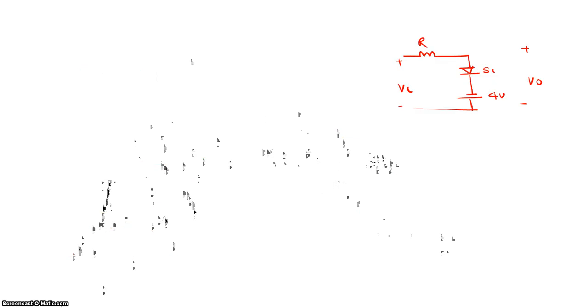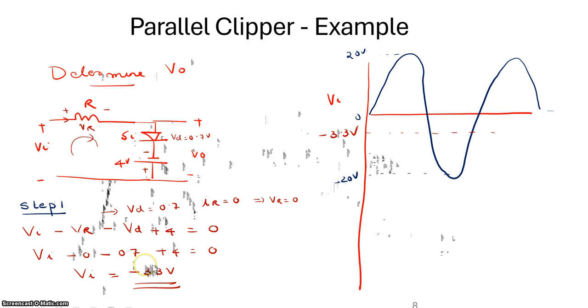Now what is our step 2? In step 2, we need to look at when the diode will be on and when the diode will be off. Is it, for VI greater than this voltage, the diode is on or off?